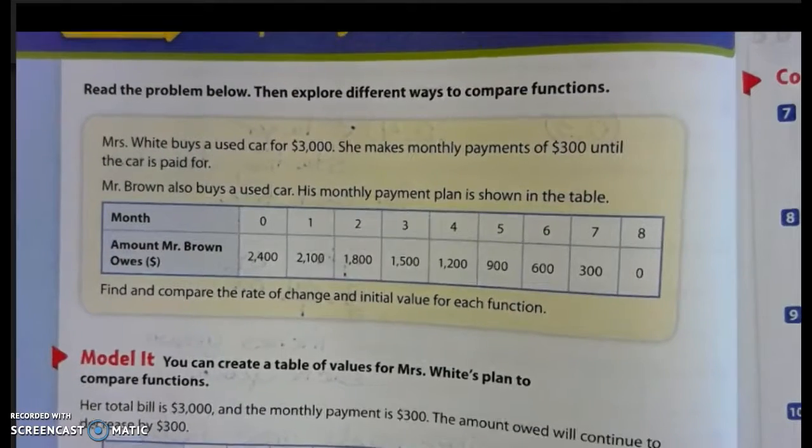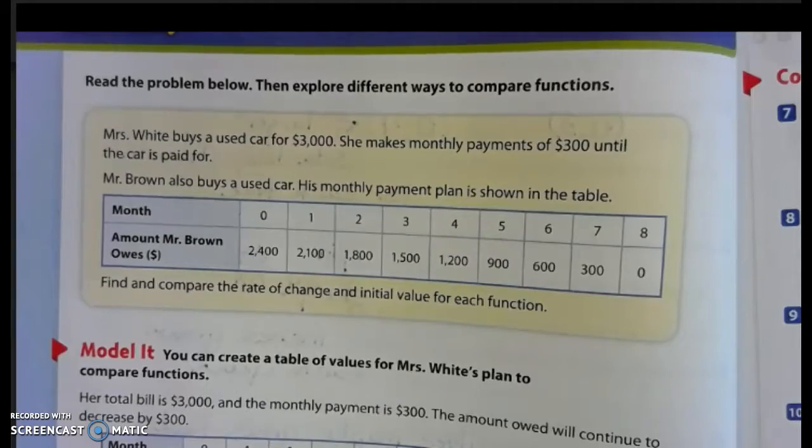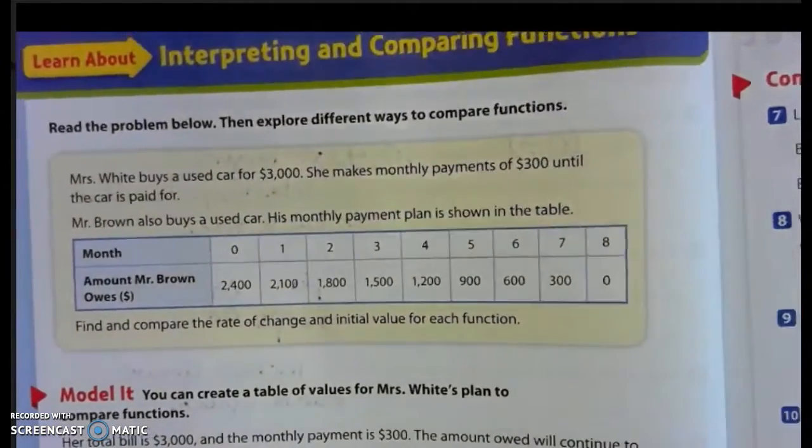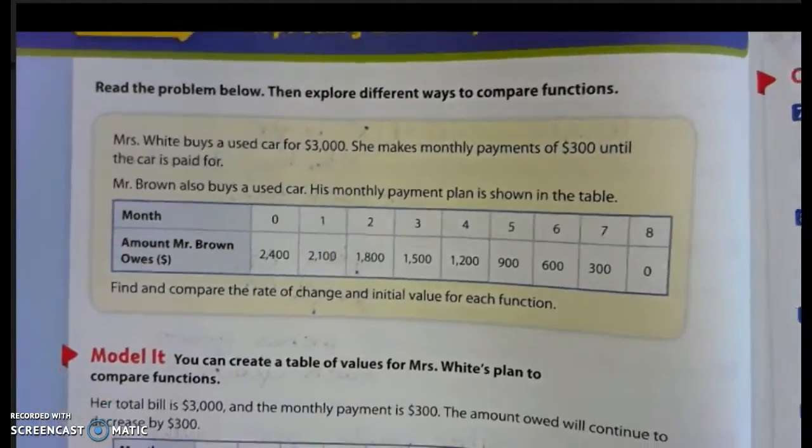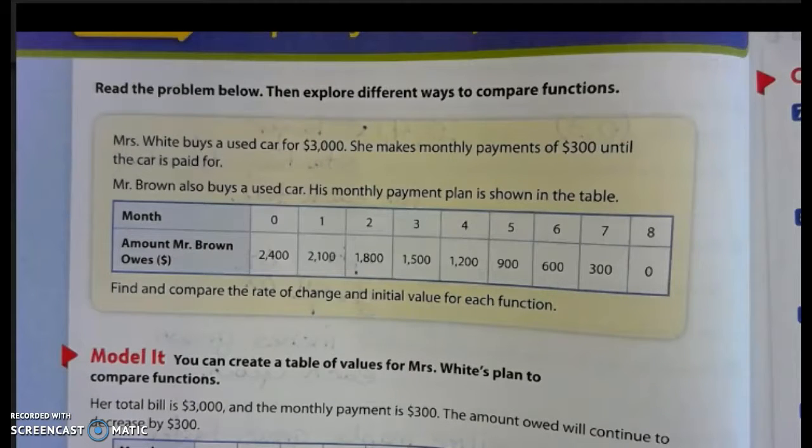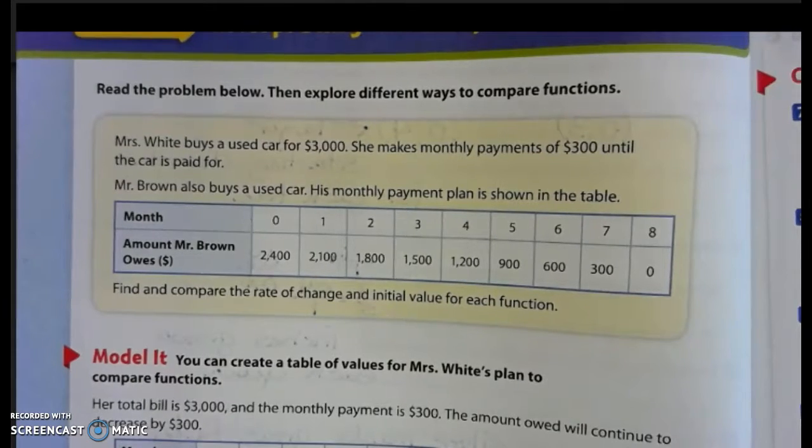All right, on page 62, they're giving us another problem. Read the problem below, then explore different ways to compare functions. Miss White buys a used car for $3,000. She makes monthly payments of $300 until the car is paid for. Mr. Brown also buys a used car. His monthly payment is shown in the table. Find and compare the rate of change and initial value for each function.